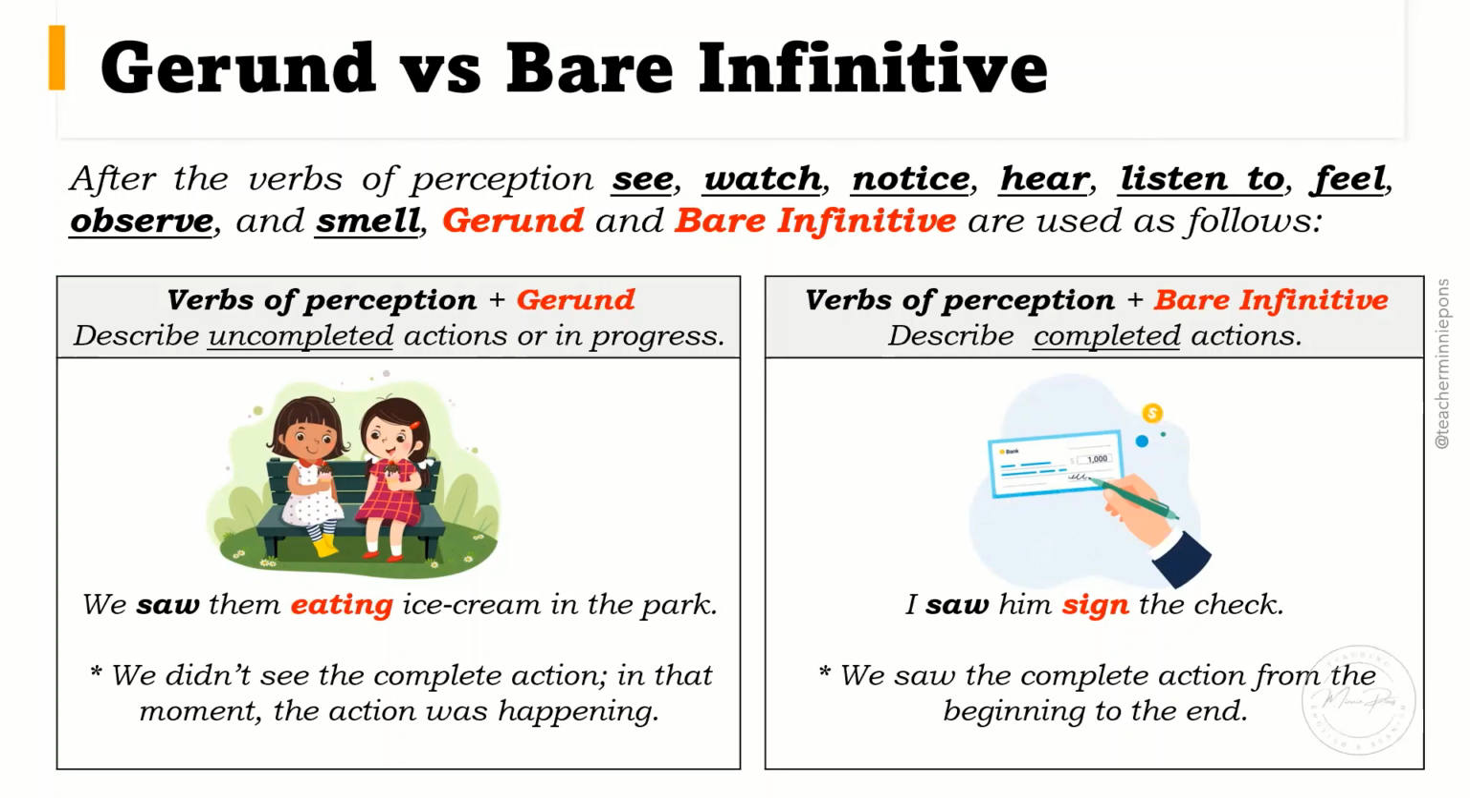For example, we saw them eating ice cream in the park. That means that we didn't see the complete action. In that moment, the action was happening. In the case that we use the verbs of perception plus verb infinitive, we describe completed actions. For example, I saw him sign the check. That means that we saw the complete action from the beginning to the end.